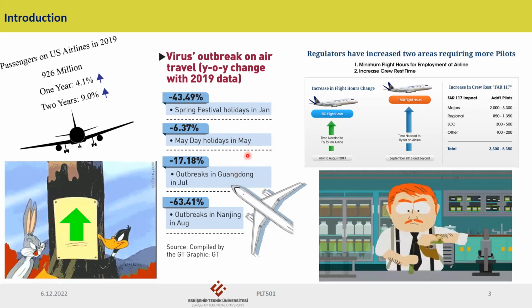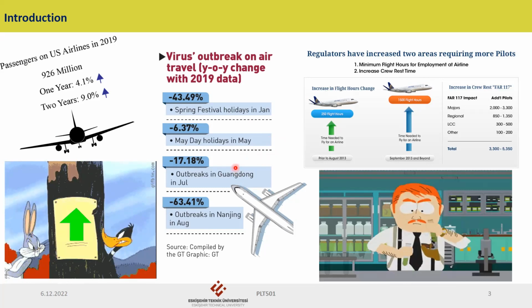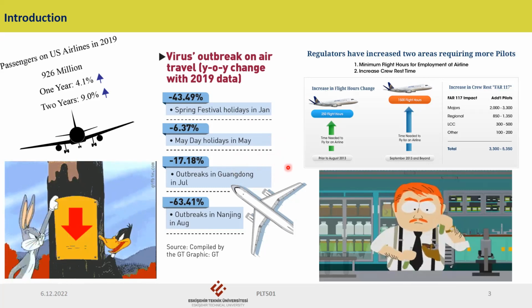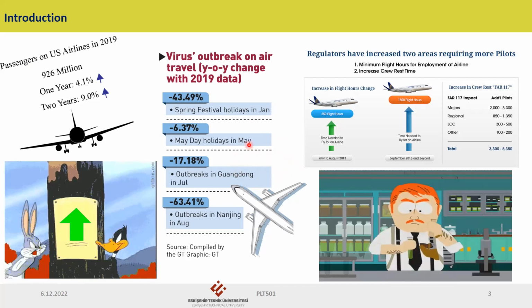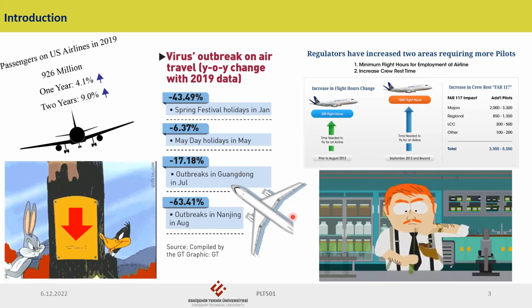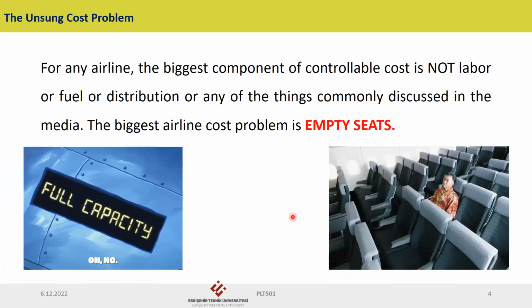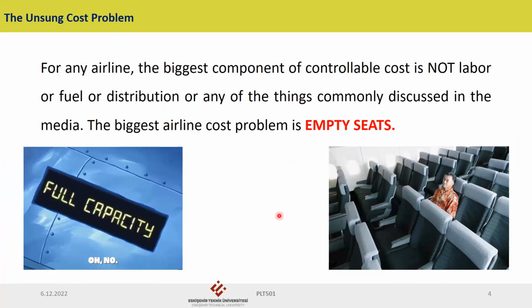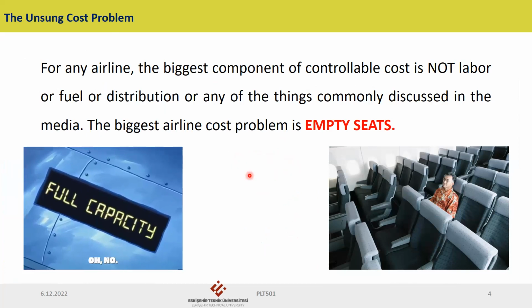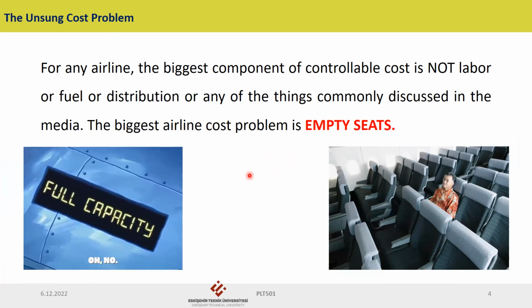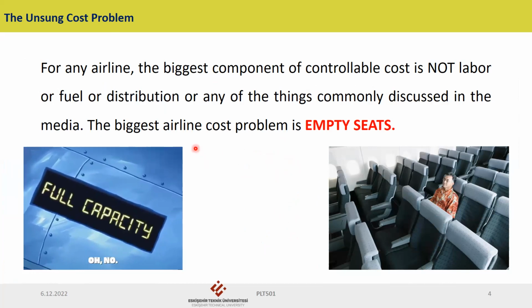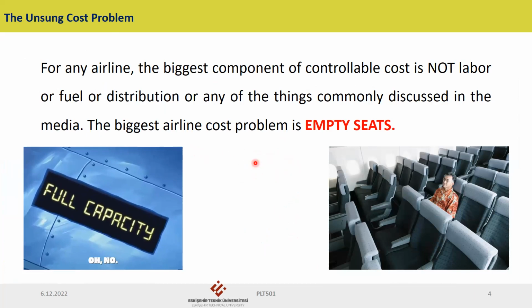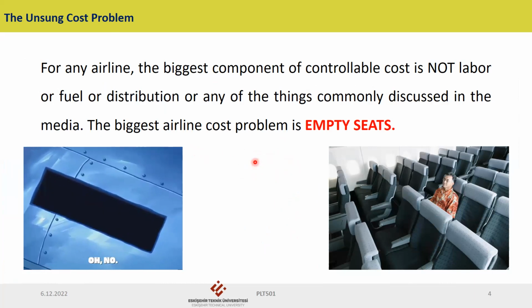For any airline, the media says the cost of labor or fuel is not controllable. Fuel costs are really huge, maybe sometimes, but we cannot control it, says the media. At this point, right here, we have to say the truth. Because we are not the media, the biggest airline cost problem is empty seats. Of course, it's not easy to reduce waste or fuel costs or labor at the same time.